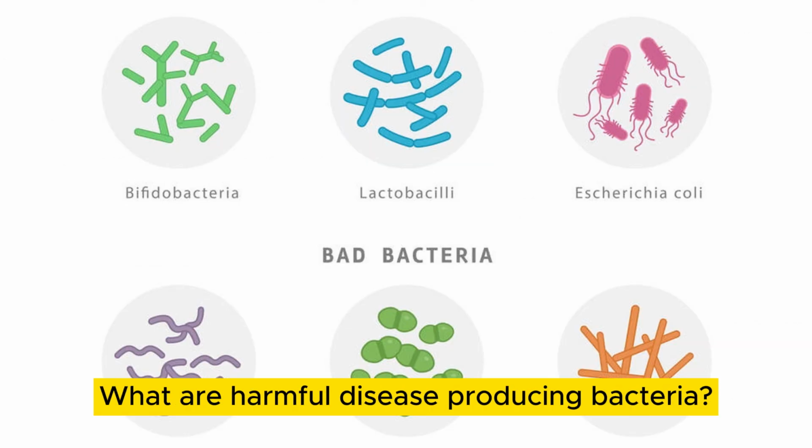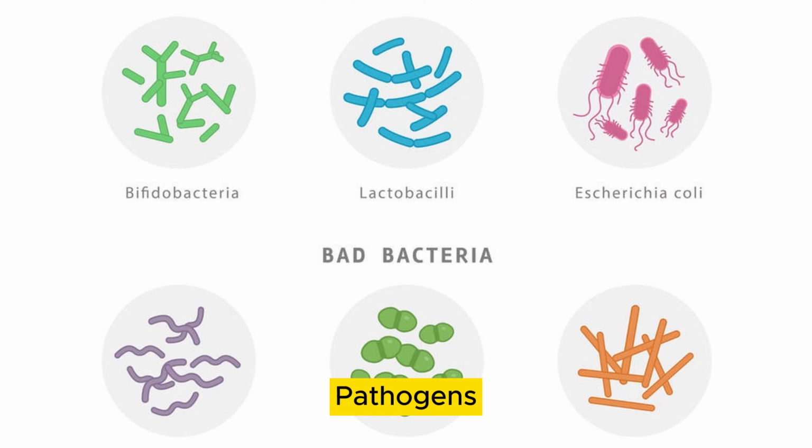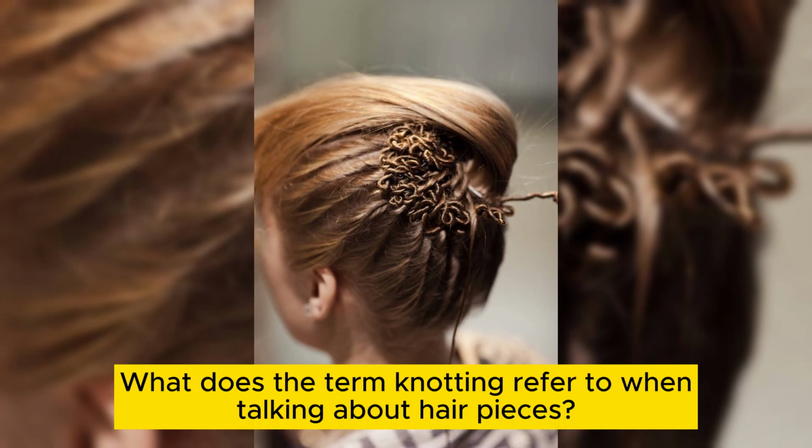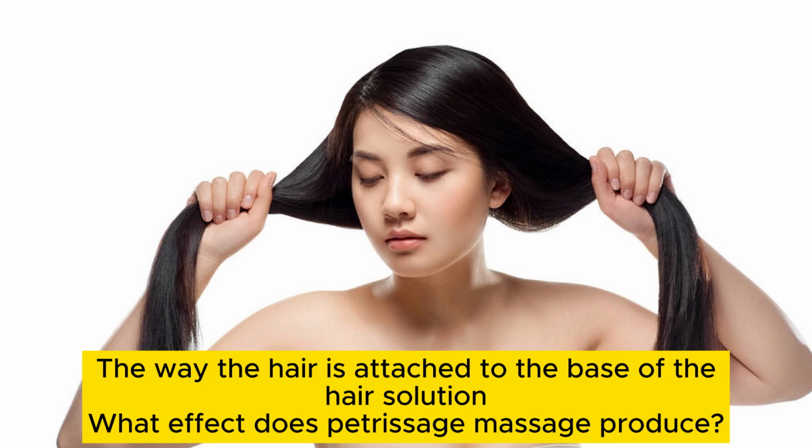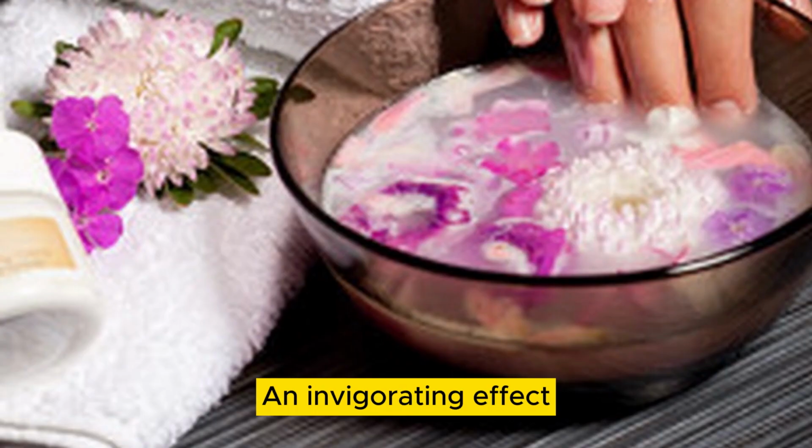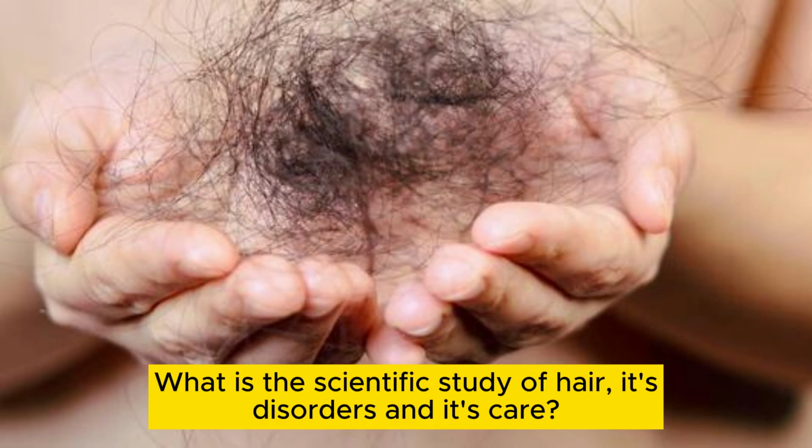What are harmful disease-producing bacteria? Pathogens. What does the term knotting refer to when talking about hair pieces? The way the hair is attached to the base of the hair piece. What effect does petrissage massage produce? An invigorating effect. What is the scientific study of hair, its disorders, and its care?